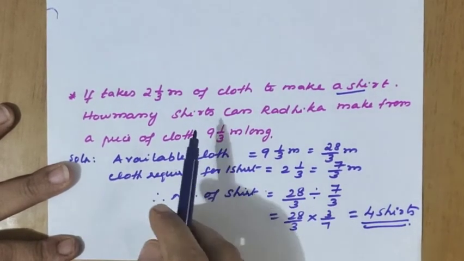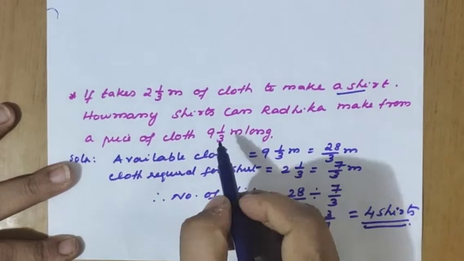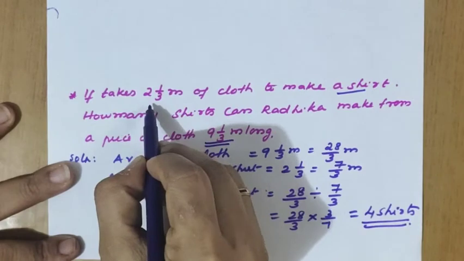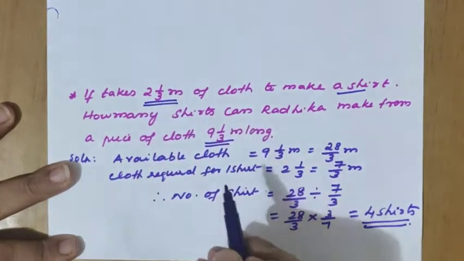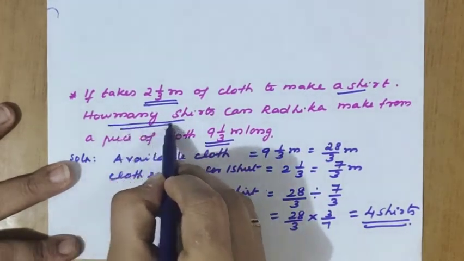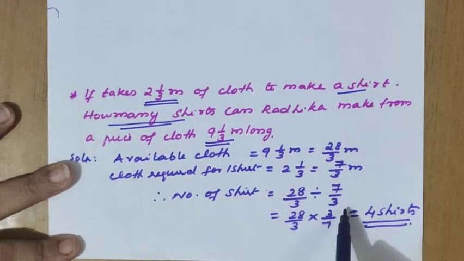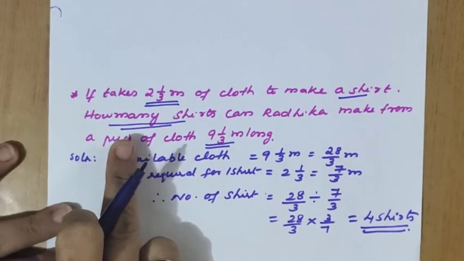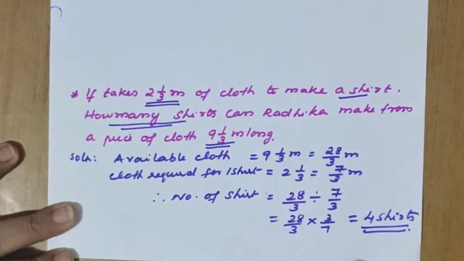Okay, what is the total cloth available? 9 integer 1/3 meter. And what is the cloth for one shirt? What is the length? 2 integer 1/3. What was the question asked? How many shirts? So what we have to do? We have to do the division. So our answer is 4 shirts only. So we can make 4 shirts, because since it's a word problem, write all the steps clearly.